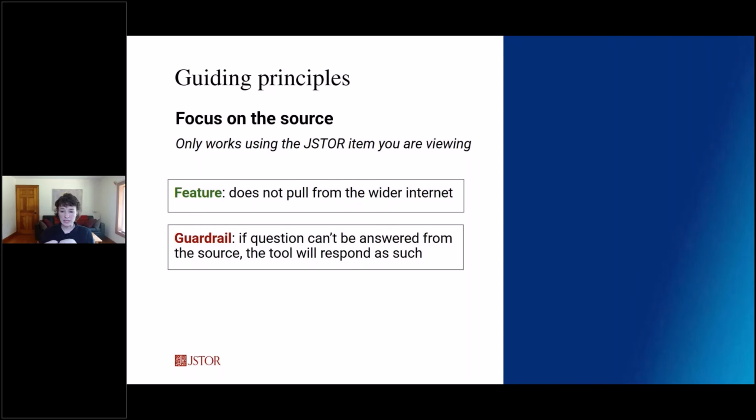Our guardrail here is that, as we saw during the demo, if the research tool can't answer the question, it will respond as such to the user that it doesn't have enough context to answer the question. So we want to be transparent about the limitations of the tool.